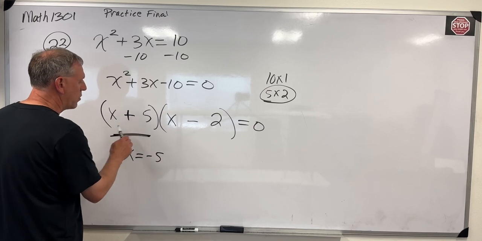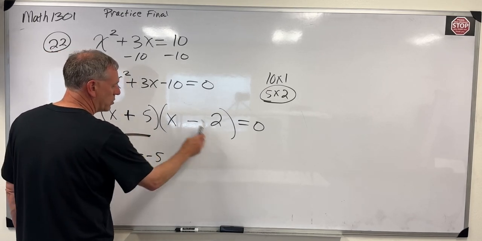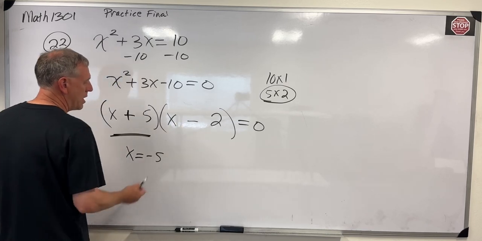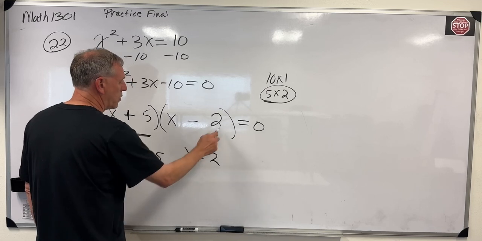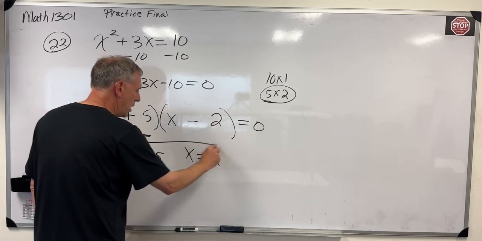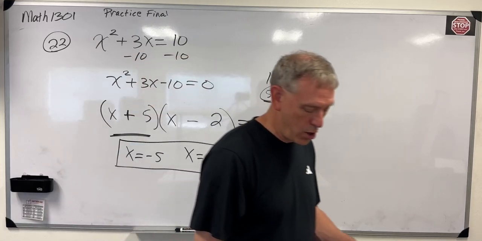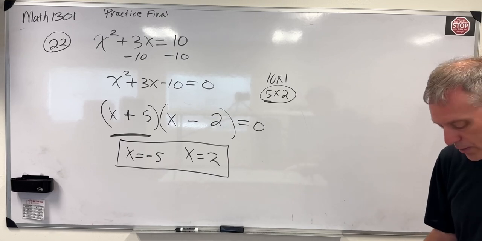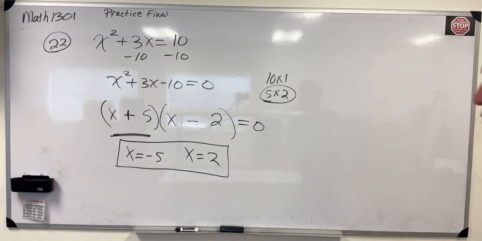Minus 5 plus 5 is 0. That would make this whole thing 0 if that were minus 5. 0 times whatever this is would be 0. And this, if x is equal to 2, because 2 minus 2 is 0, if that were 0, this whole thing would become 0. And so there are our values for x in solving this trinomial. All right, that's number 22.